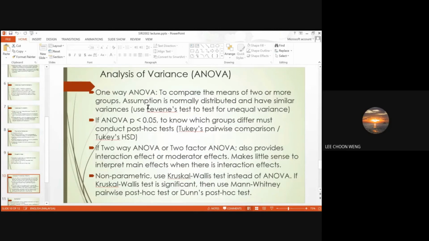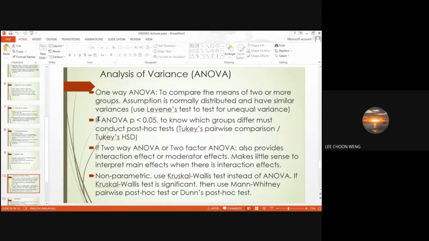For analysis of variance, here we are to compare the means of two or more groups. Usually we use ANOVA, one-way ANOVA, to compare more than two groups. So you must remember the assumption is normally distributed, and similar variance. You can use Levene's test to test for unequal variance. However, this one is not available in Excel. It's available in PAST.